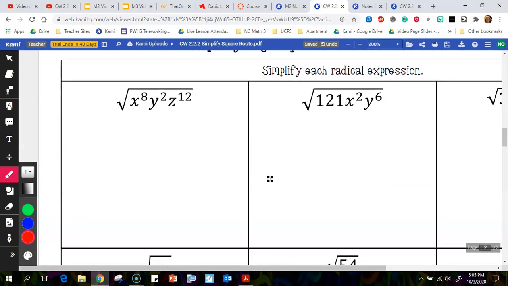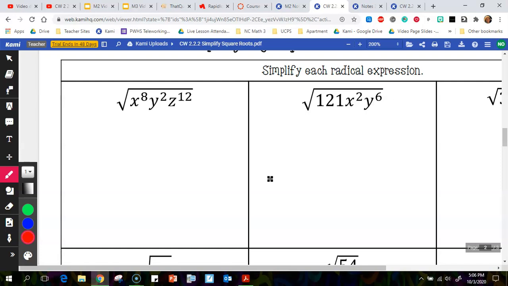All right, so this is simplifying radical expressions. Some of them are going to have variables in them. Some of them will have numbers and variables. And then I think we're going to do some with just numbers as well. Okay, and remember, we are not going to use decimals in any of these. We're going to leave the radicals.